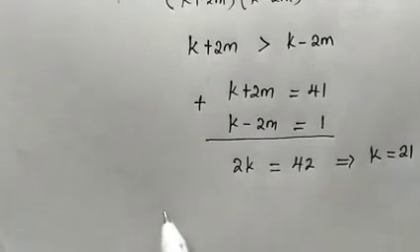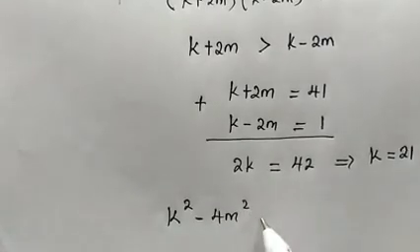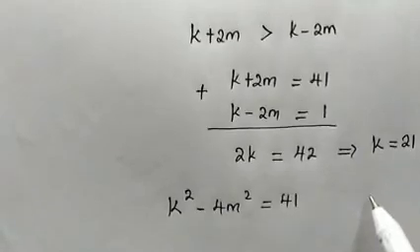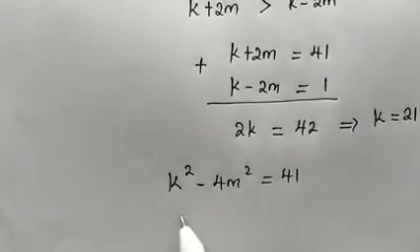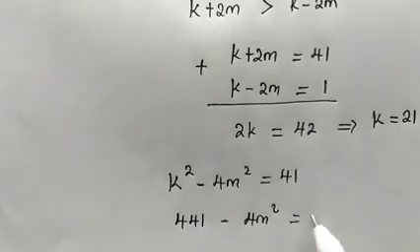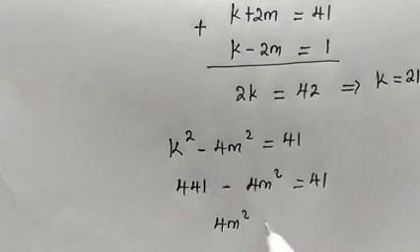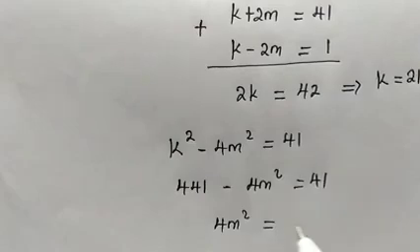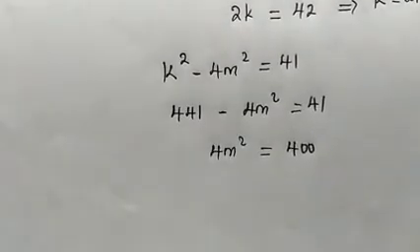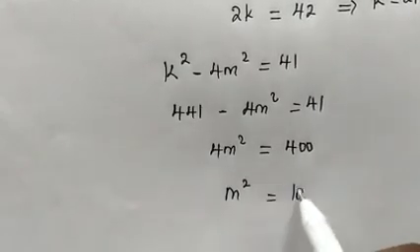Okay, now let's go back to the equation k squared minus 4m squared equals 41. Now we make our substitution for k. So k squared will be 21 squared, which is 441, minus 4m squared, equal to 41. Now we have 4m squared is equal to 441 minus 41, which gives us 400. From here, divide both sides by 4, and we get m squared is equal to 100.